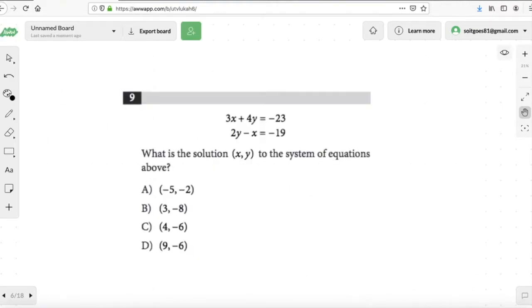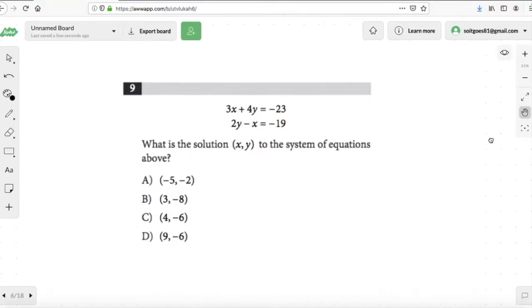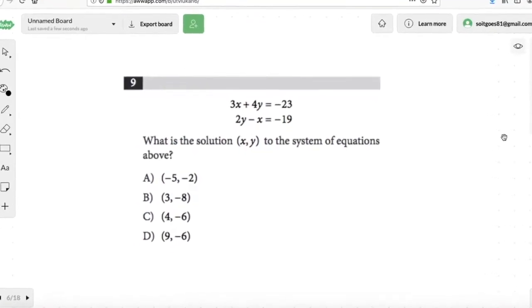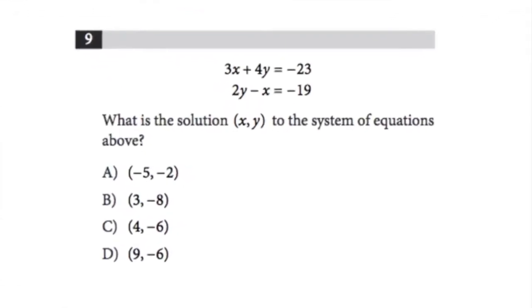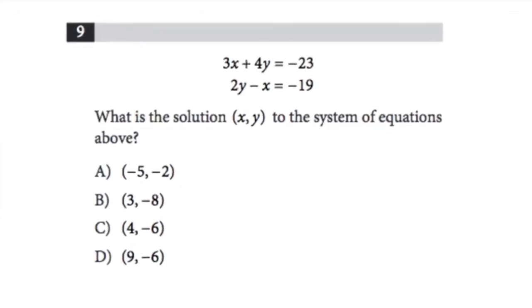Oh, I remember this one. Question number 9. All right. Whose turn is it? I think it's Juliana's turn, right? Yep. All right. You've got some traumatic memories of question number 9? They weren't really traumatic, but I remember it. All right. Go ahead and read question number 9 for us, please. What is the solution xy to the system of equations above?